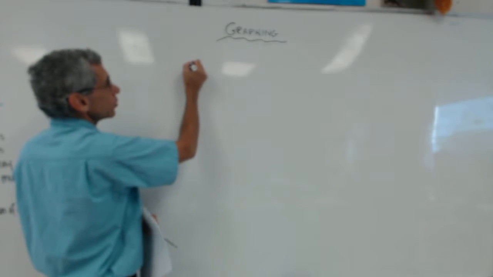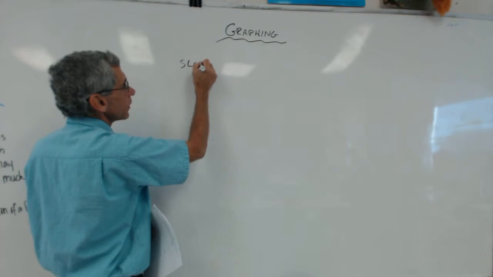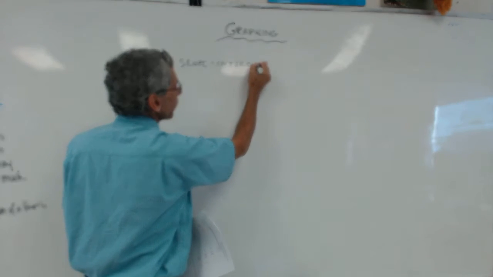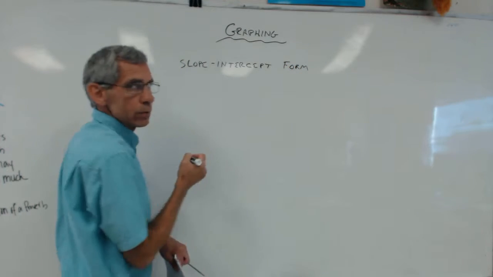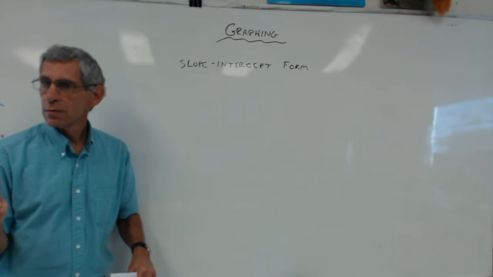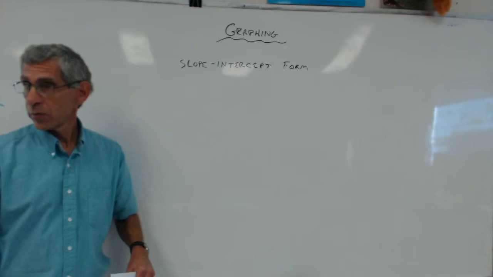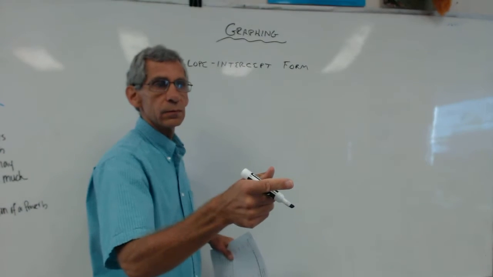So graphing, I was going to talk a little bit more, but we're going to do this really fast. We're going to do the slope-intercept form. Does anybody remember what that is? What's the equation? It's like y equals 2x over 3x plus 4. What's the formula then? Yeah. Y equals mx plus b.